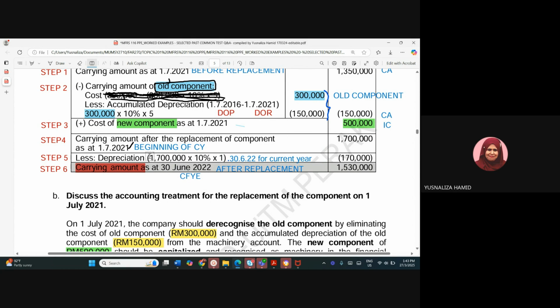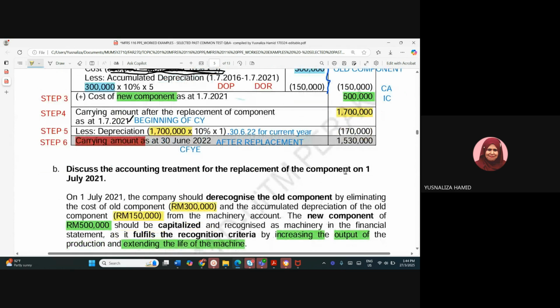How? 1.7 million, which is the carrying amount of the machine after replacement, should be yellow, multiplied by 10% and times 1 year, so you have 170,000. If it's on a monthly basis, in case proportion is needed, you have to multiply with the proportion, maybe 6 over 12. So the carrying amount after replacement is 1,530,000, the carrying amount at the end of the year, 30th June 2022.